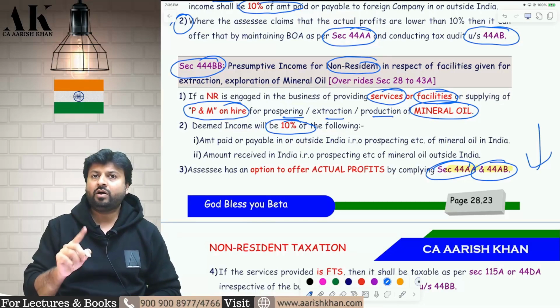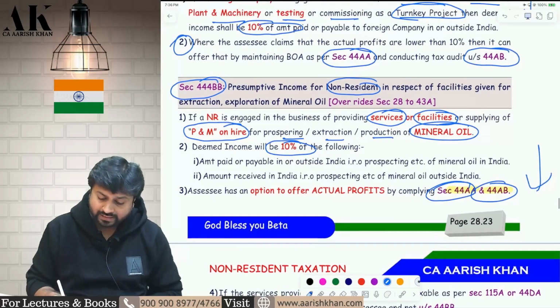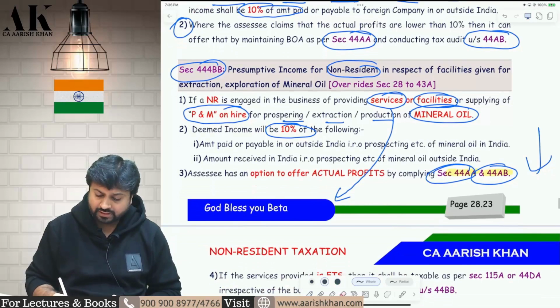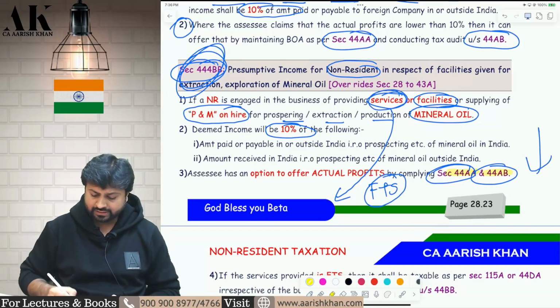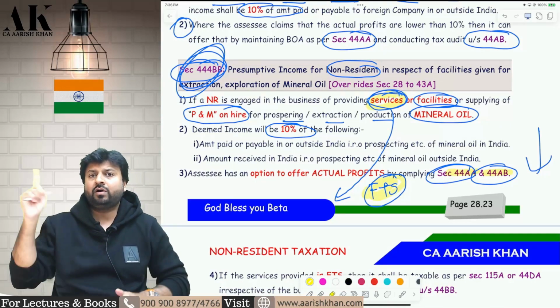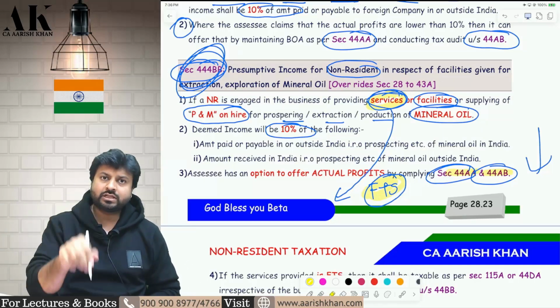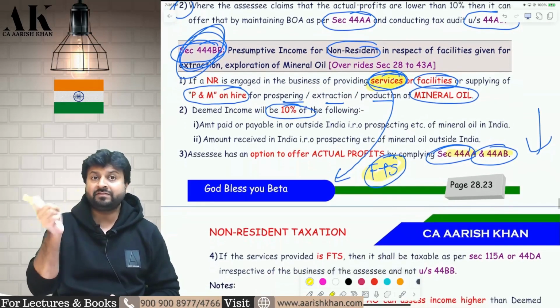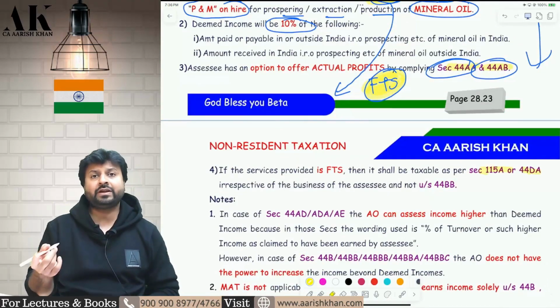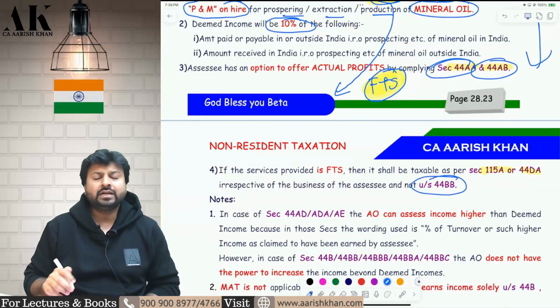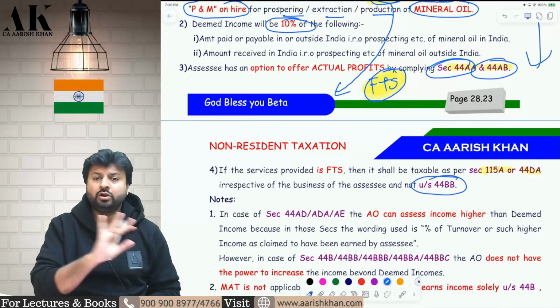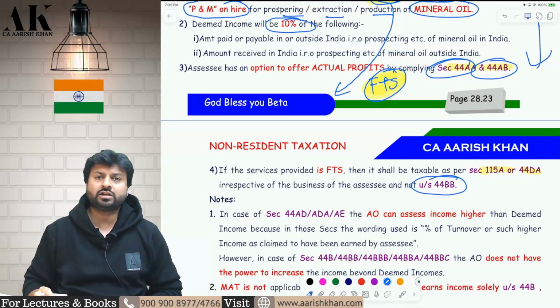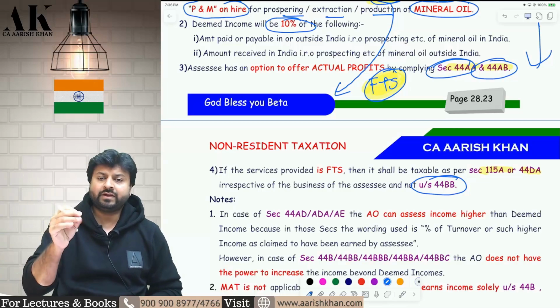Pay absolute attention now, all of you. The next part of this section is, what if the services which are given by the non-resident are of the nature of FTS? Whether this section will apply, or the provisions of 115A and 44DA will apply. So the CBDT has given very clearly in the law itself that if the services are special services of FTS, if they are classified in the definition of FTS, then they will be covered under 44DA or 115A as the case may be. It means only those services will come in 44B which are not in the nature of FTS. If it is in the nature of FTS, go to 115A or 44DA.